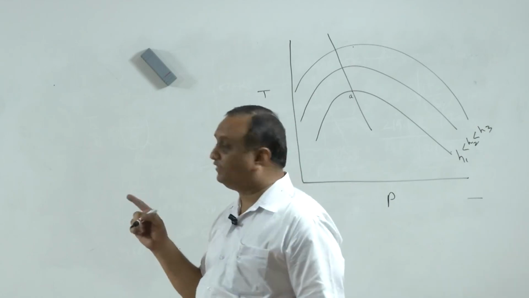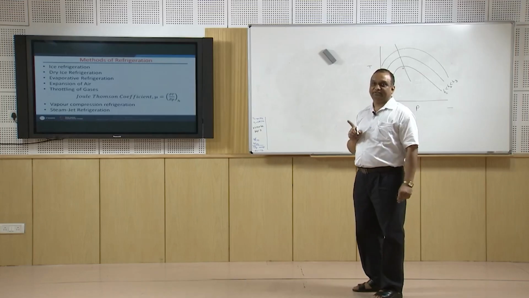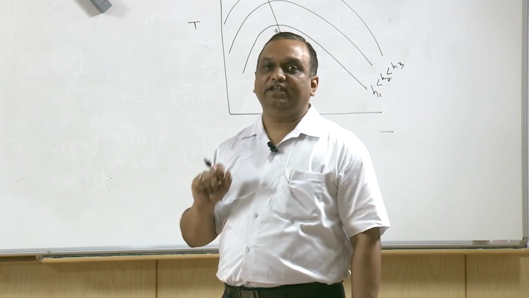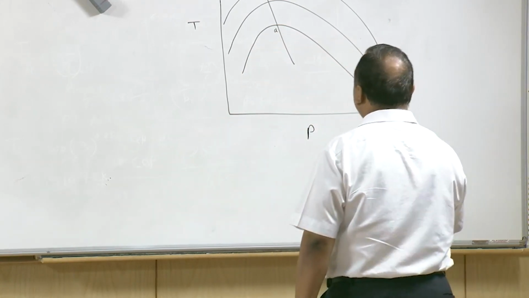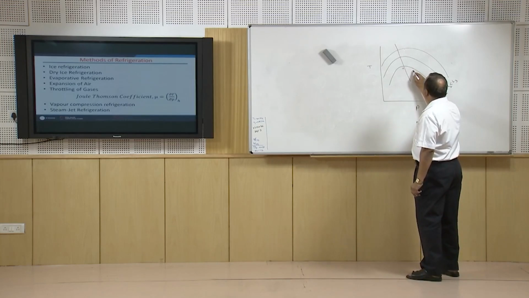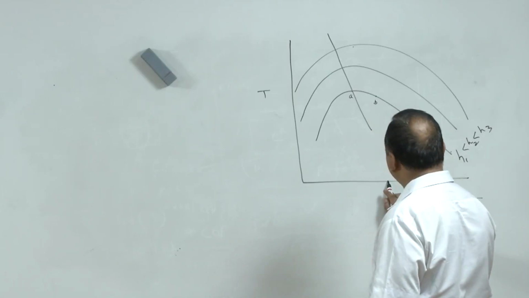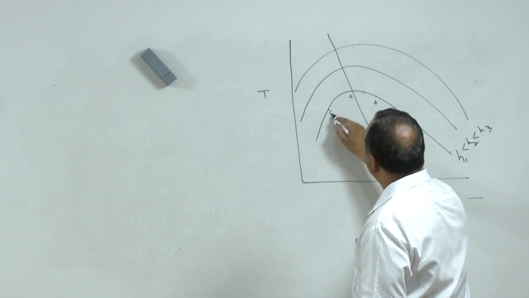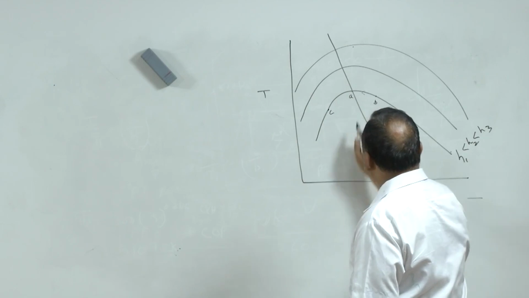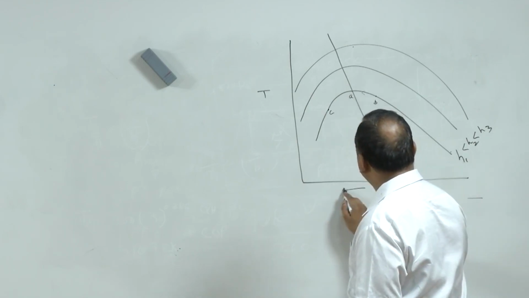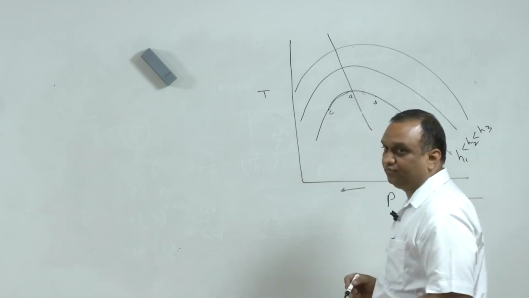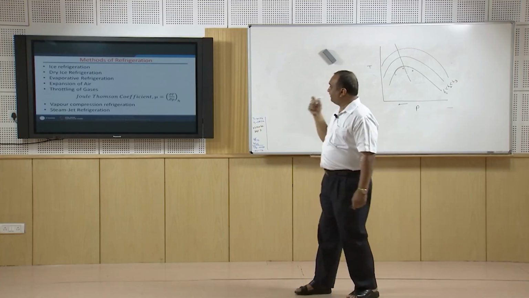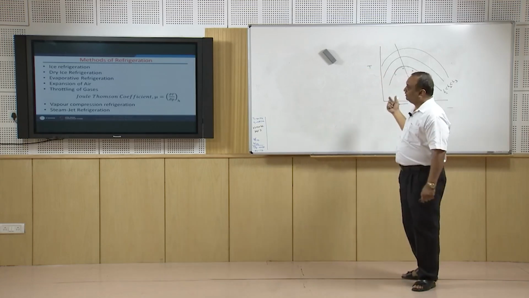If we are throttling an ideal gas, there is no change in temperature. Throttling of an ideal gas will not lead to any change in temperature, but if it is a real gas, then if we are throttling from B to A, because in throttling the pressure will reduce, the temperature will rise. But if we are operating in this region, when we are throttling from A to C, the temperature will fall. So by using the throttling of real gases, we can get the cooling effect.